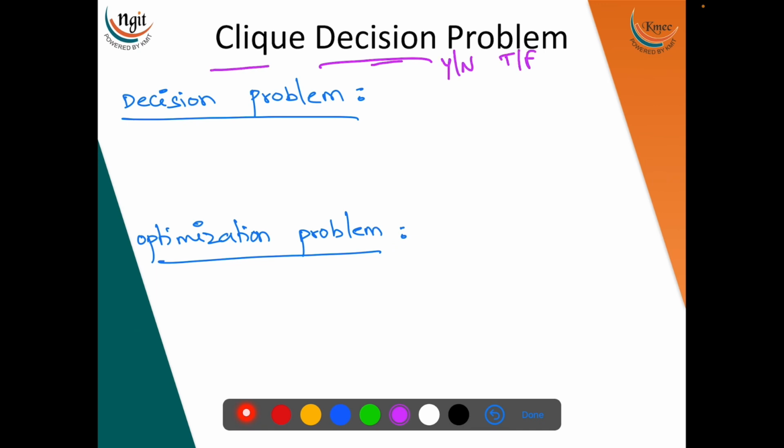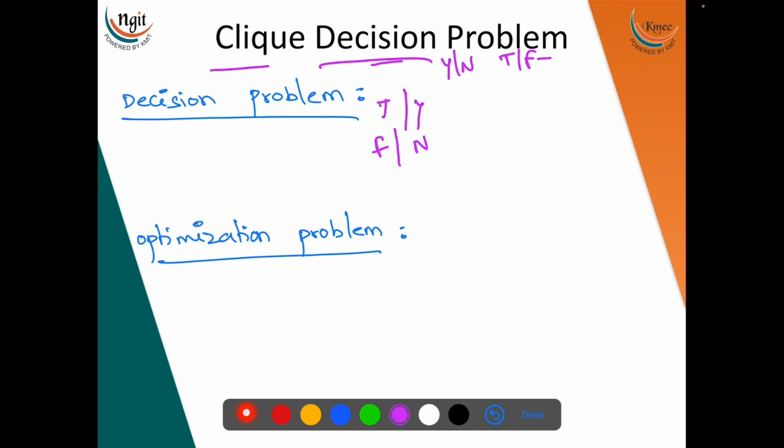As far as the clique decision problem is concerned, we will be given a graph and have to find out whether cliques are there or not. Then what answer do we give? If cliques are there, we say it is true or yes. If there are none, we say it is false or no. So that is the clique decision problem. A problem which requires the answer yes or no is a decision problem, here regarding whether cliques are there.